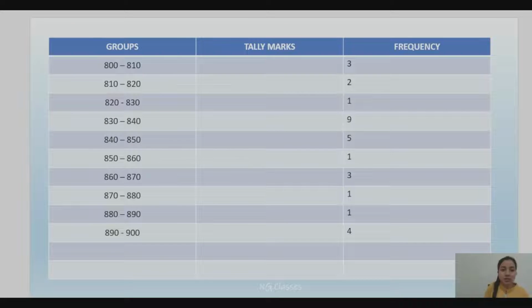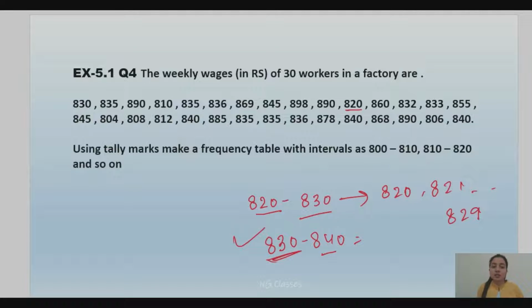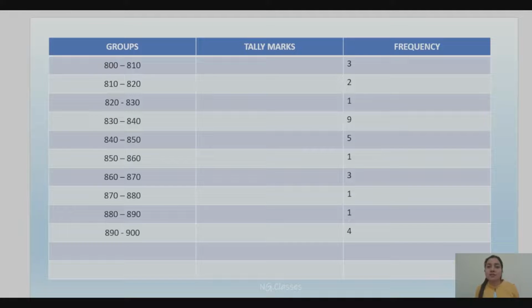From 800 to 810, how many numbers are there? It's 3. From 810 to 820, 2 numbers are there. Now we need to represent it in tally marks, which is very simple. If 3 numbers are there, we can represent 1, 2, 3. If 2 numbers are there, we can write 1, 2. If 1 number is there, we will write 1.